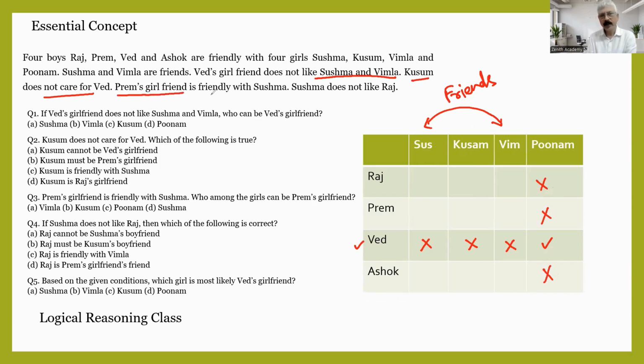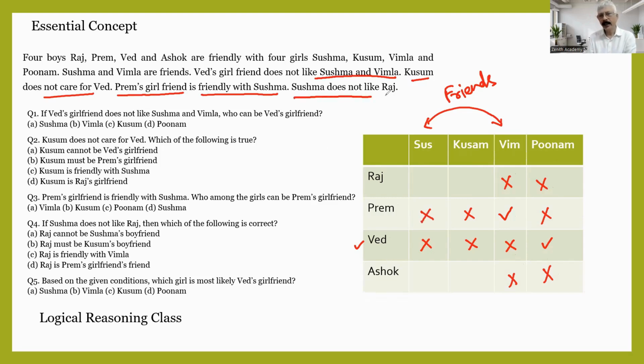Prem's girlfriend is friendly with Susma, and it was given that Susma is friendly with Vimla. So it is obvious that Prem's girlfriend is Vimla. Cancel out the other cells in this column because we have decided that Prem's girlfriend is Vimla, and in the row also.